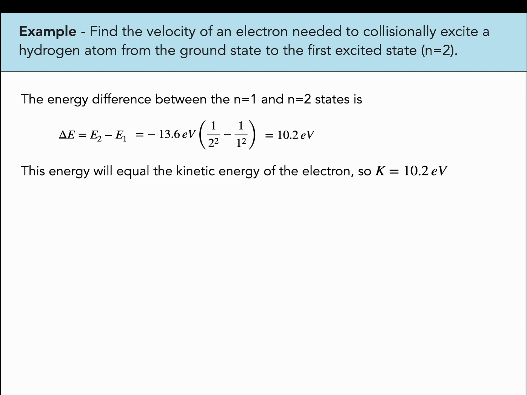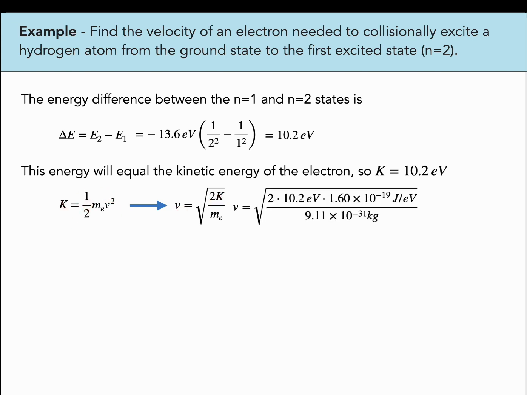This energy must equal the kinetic energy of the electron. So you set the kinetic energy equal to 10.2 electron volts. So we set kinetic energy as 1/2 mv squared, and solve for the velocity. So you plug in the kinetic energy, 10.2 electron volts, and now we have to convert electron volts into joules. So we multiply by the conversion factor of 1.6 times 10 to the negative 19th joules per electron volt to get everything in MKS units.